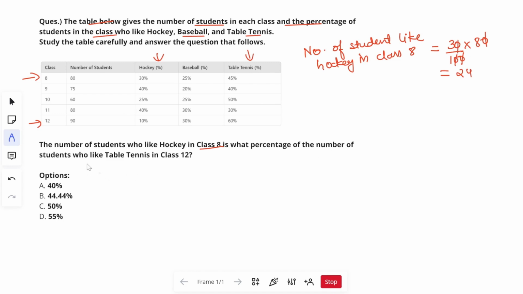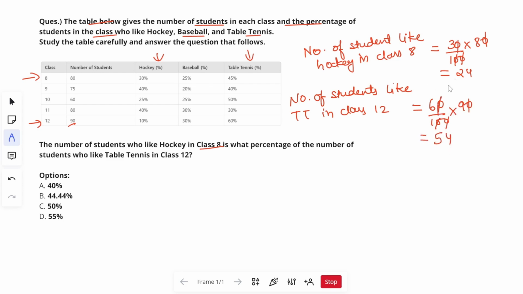What percentage of the number of students who like table tennis in class 12? So for that also, let's find out the number of students who like table tennis and they are in class 12. If you see, class 12 and table tennis is 60%. So what we will find out is 60% of the total students in class 12, which is 90. So 60% we can write this way, 60 upon 100 into 90. The zeros will cancel with zeros. We will be left with 6 nines are 54, right? So now we have the number of students.